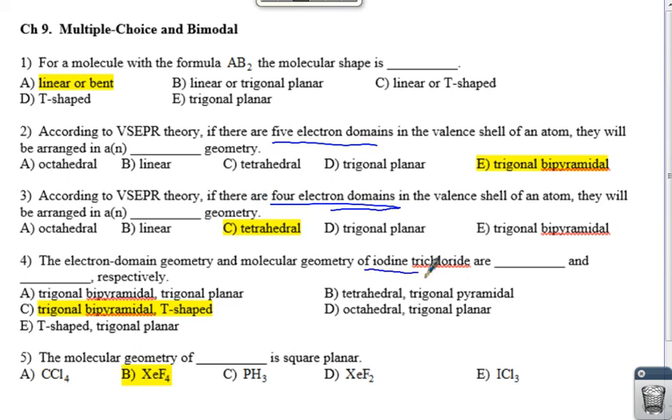Iodine trichloride, you'd actually have to draw that. How many valence electrons does iodine have, Saloni? Very good, it has 7. 1, 2, 3, 4, 5, 6, 7. Trichloride, so it has 3 chlorines coming off of it. How many electron domains would that iodine have then? 1, 2, and then 3 bonds. So it'd have 5 total domains.